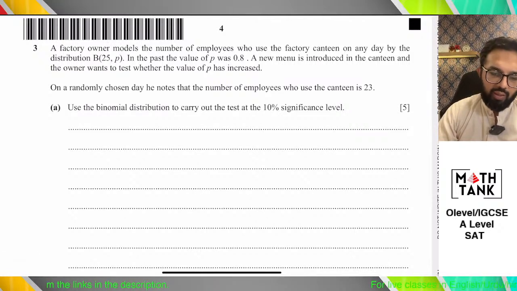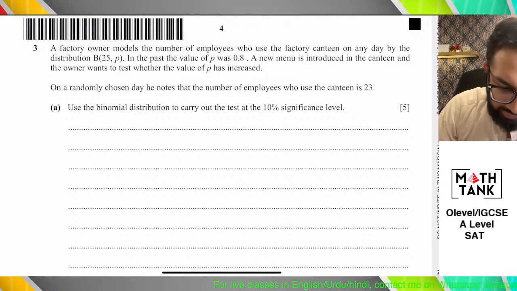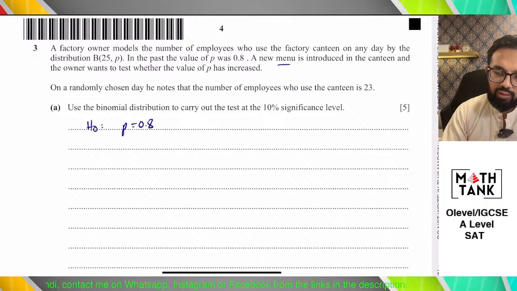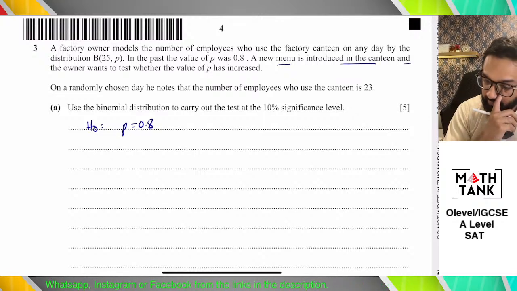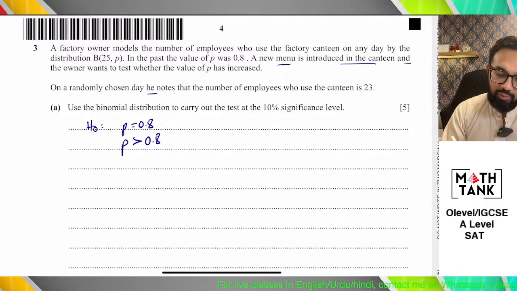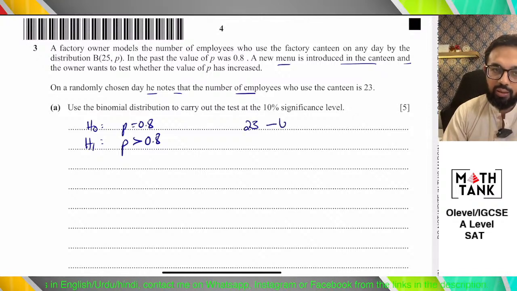Okay, then it says the factory owner models the number of employees who use the factory canteen on any day by this distribution. In the past, the value of p was 0.08, so I'm assuming this is going for a hypothesis test. A new menu is introduced in the canteen and the owner wants to test whether the value of p has increased. On a randomly chosen day, he notes that the number of employees who use the canteen is 23, so the test statistic is 23.